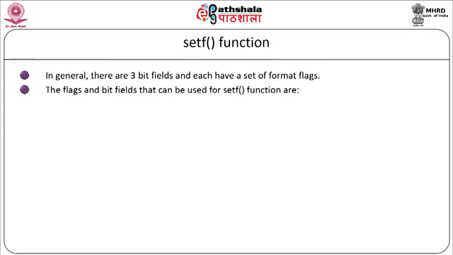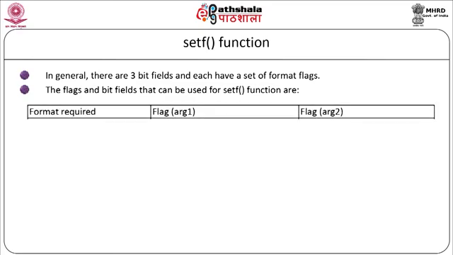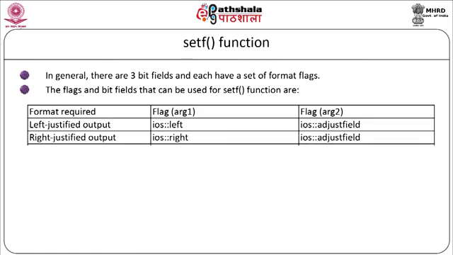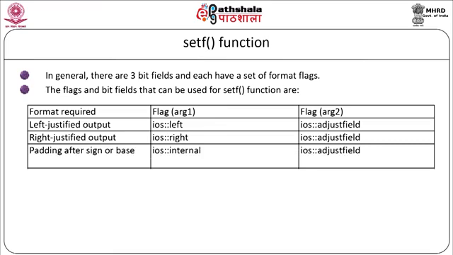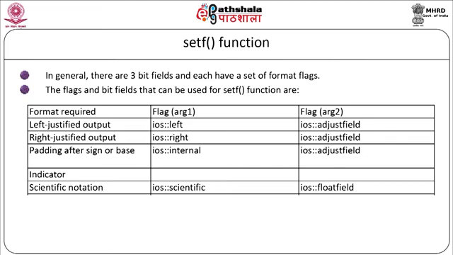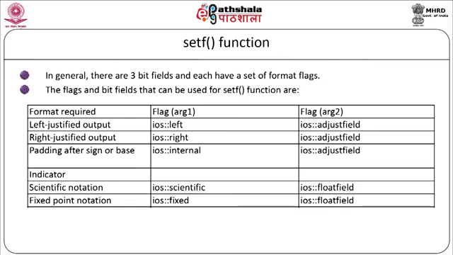The flags and the bit fields that can be used for the setf function are now displayed in a table as the format that is required, the flag that is argument 1, and the flag that is argument 2. Left justified output will be ios::left and the flag 2 value will be ios::adjustfield. Right justified output will be ios::right and ios::adjustfield. Padding after sign or base will be ios::internal, ios::adjustfield. Indicator, there is nothing. Scientific notation will be ios::scientific, ios::floatfield. Fixed point notation will be ios::fixed, ios::floatfield.